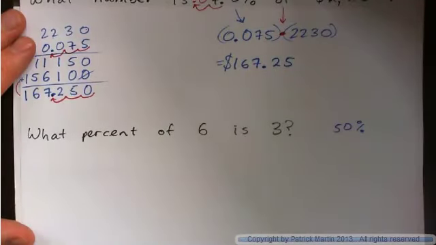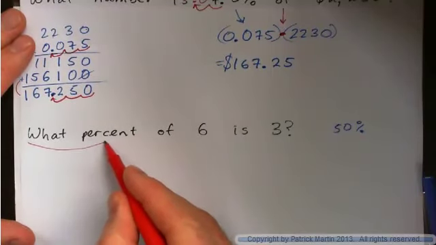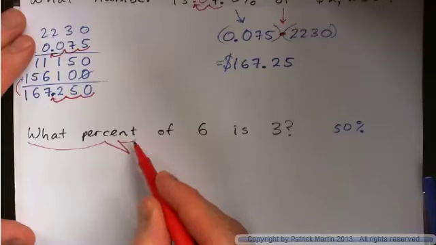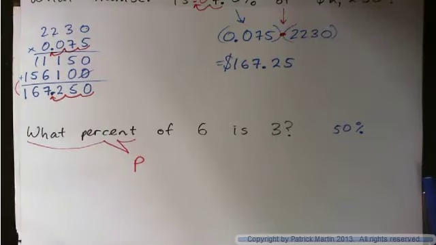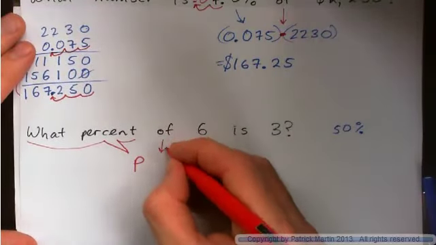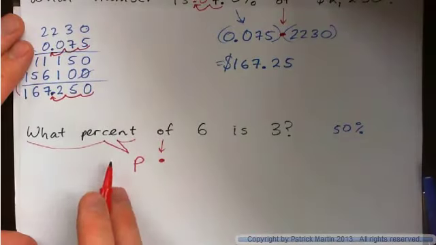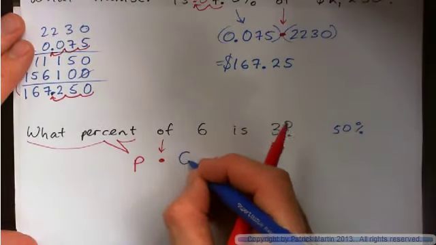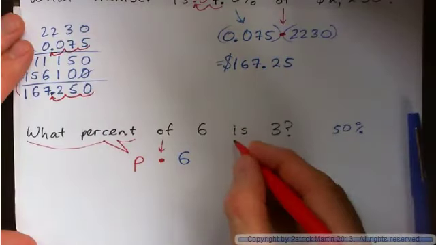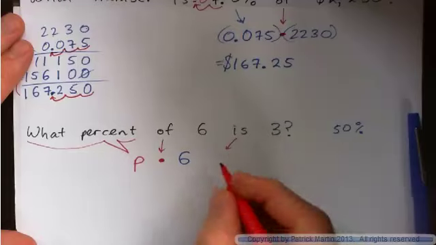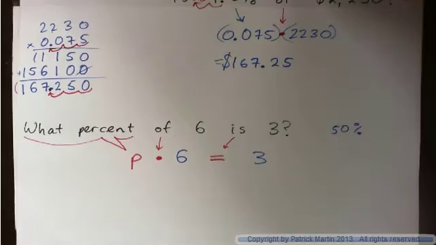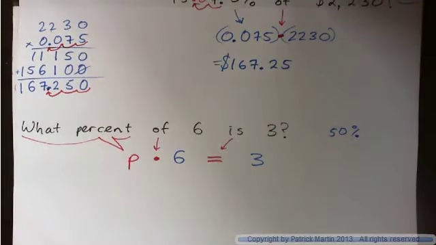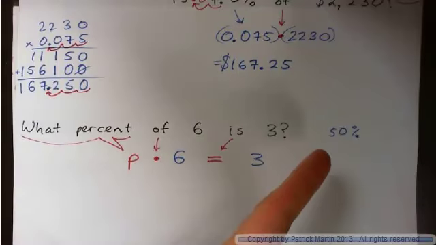And I guess one way of figuring this out, and you can decide whether you want to do it this way or not, is this: what percent is what we don't know. We'll call that P, right? P is the percentage we do not know. Of means multiply, times. What percent times 6 is? Is can be represented with an equal sign. Is 3. So what percentage of 6 is 3? Isn't that weird that you can turn that English sentence into an equation?